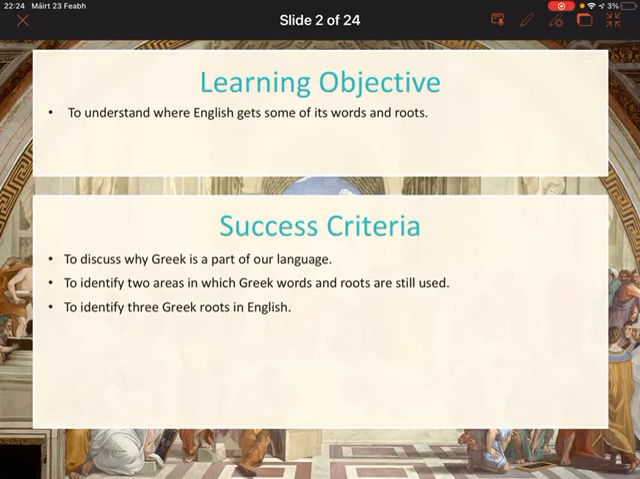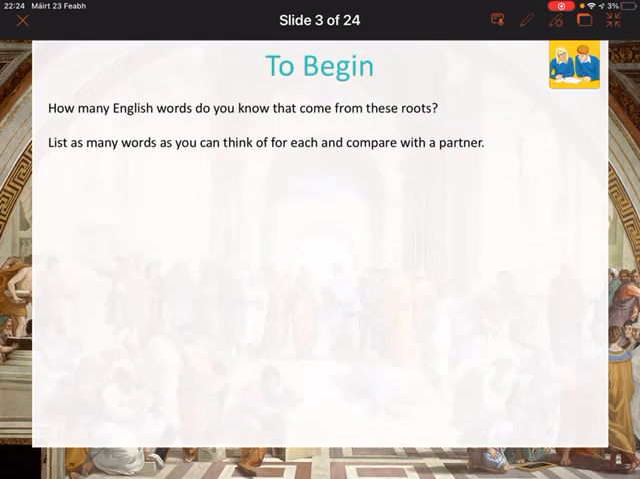Okay, so what are we going to learn in this? Well, we're going to understand where English gets some of its words and roots. And you'll be able to discuss why Greek is part of the English language, your language and my language, to identify two areas in which Greek words are still used, and particularly Greek roots, and to identify three Greek roots in English.